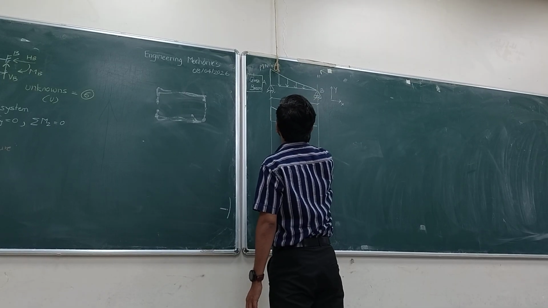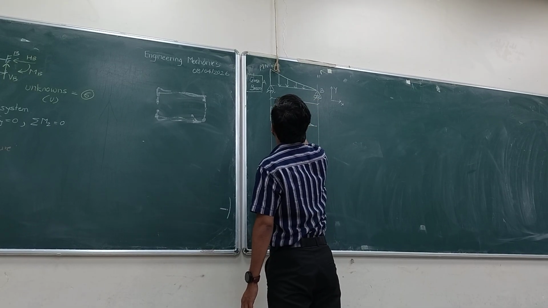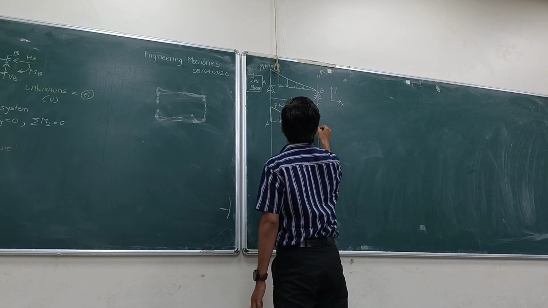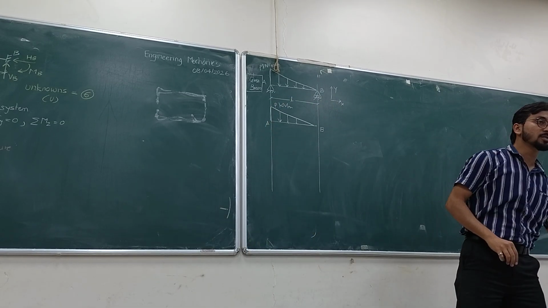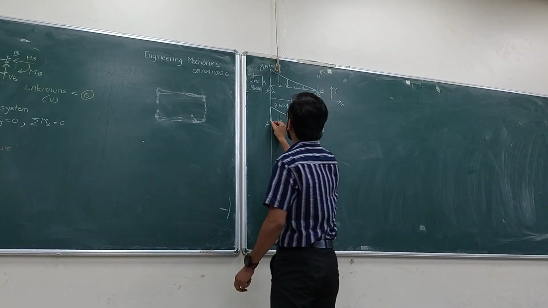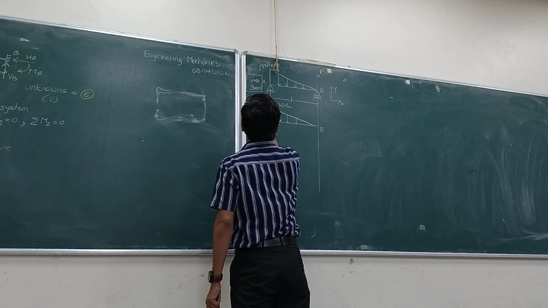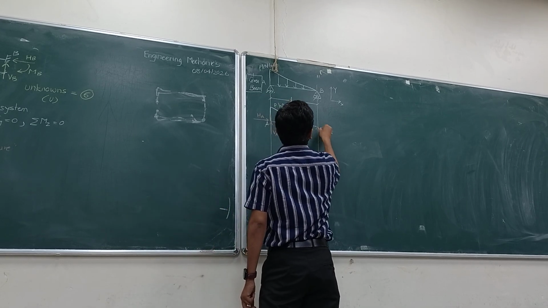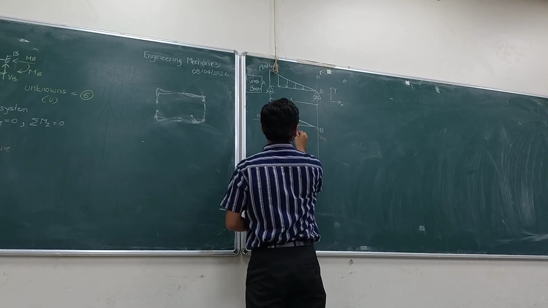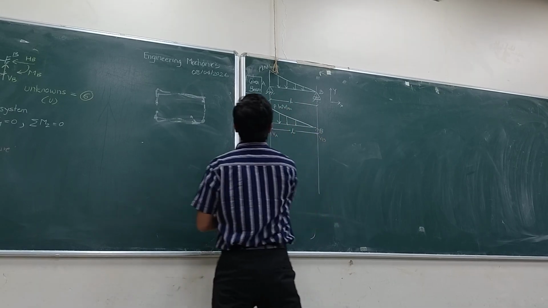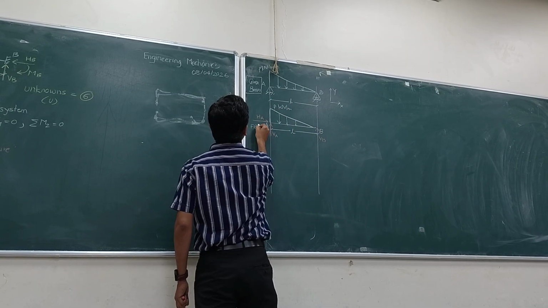Reaction section. P kilonewton per meter. This is A point, this is B point. What are the reactions? What are the reactions at A? Vertical VA, HA, VB. This is L. What is this? This is free body diagram.